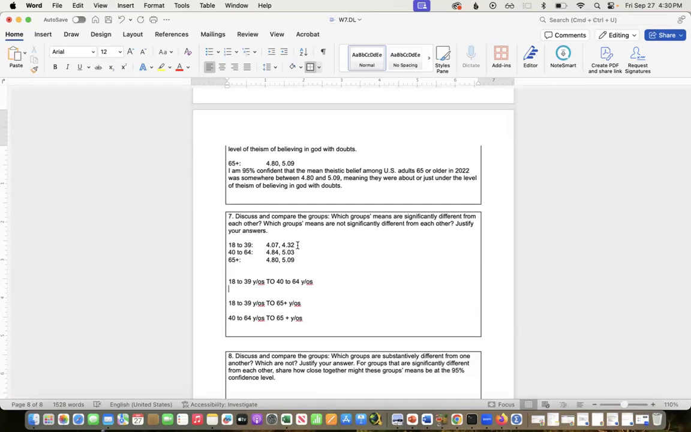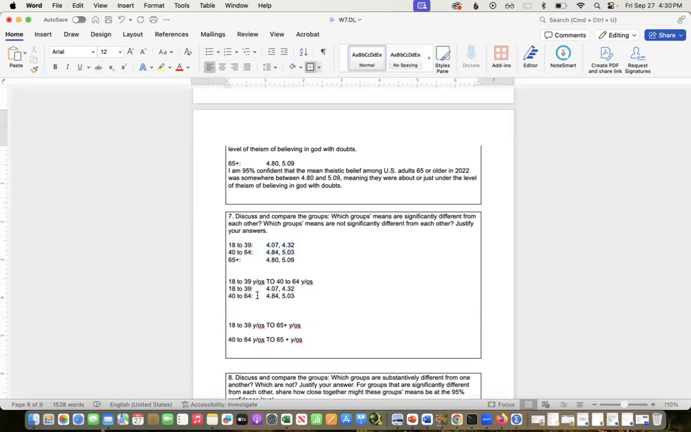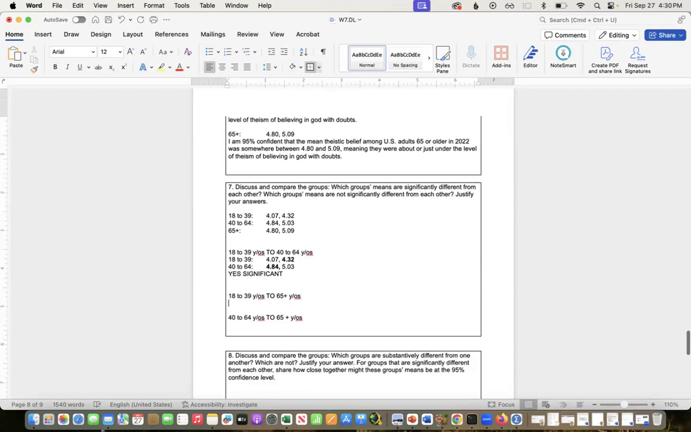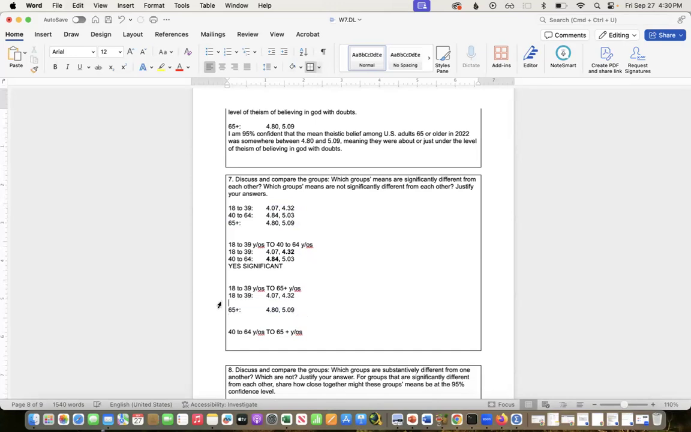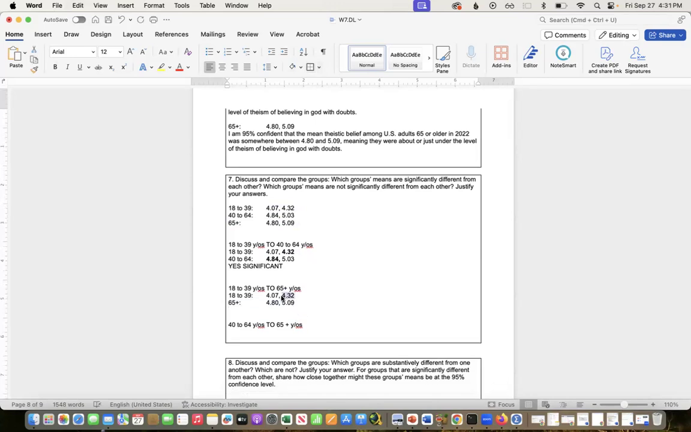So if I take 18 to 39-year-olds and 40 to 64-year-olds, I can see that this one at most is 4.32, and this one at least is 4.84. So these don't overlap. So this group is significant. Okay, 18 to 39 and 65. Then this one at most is here. You can draw these out if it's helpful. This one at least is here. These don't overlap. So that's significant.